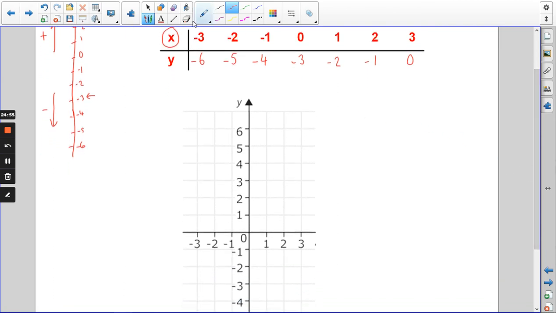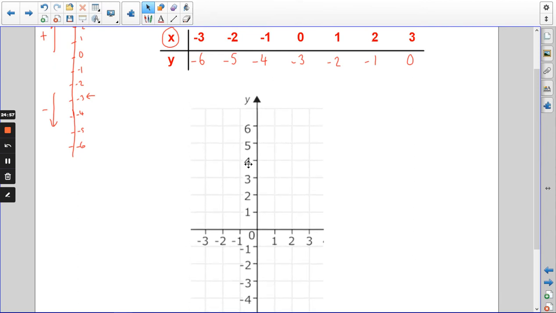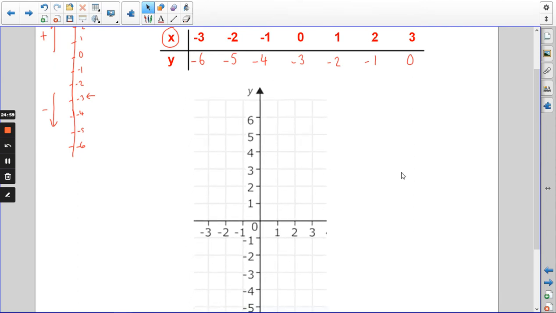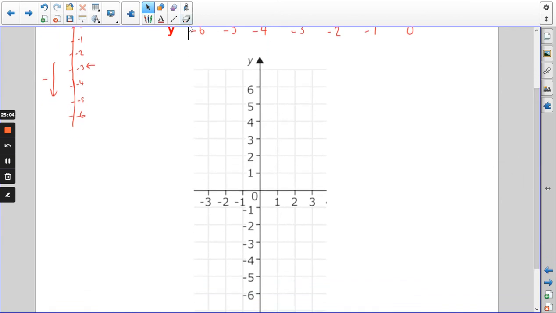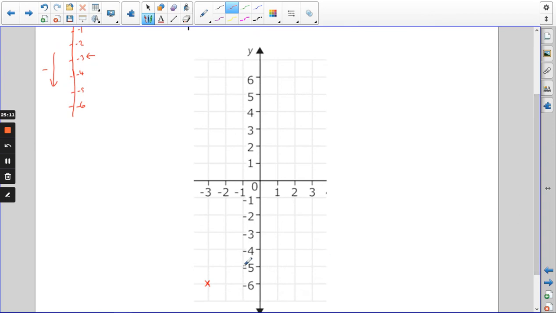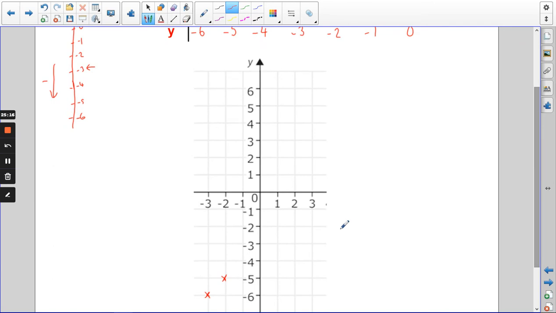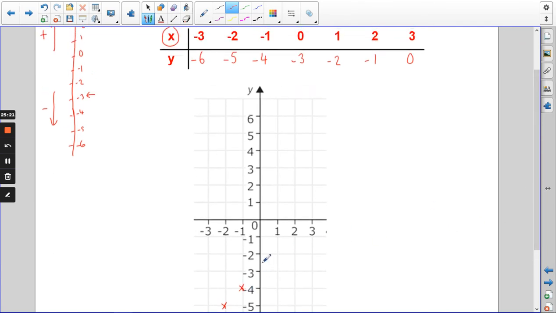And can I plot these on my graph? If I move it up a bit, probably. So, it's going to overlap my numbers, I think, if I go too far. Okay, minus 3, minus 6. I can fit that on. I've got that one. Minus 3, minus 6 is there. Minus 2, minus 5. Okay. Minus 1, minus 4. That's there. Okay, and I think I can see these now. So 0, minus 3, 1, minus 2, 2, minus 1, 3, 0.